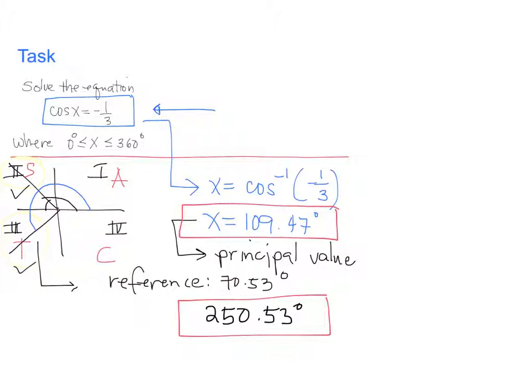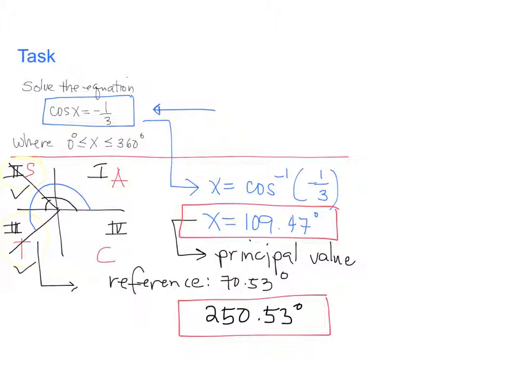But what if I will not restrict the x from 0 degrees to 360? Give me one possible answer, aside from 109.47 degrees and 250.53 degrees. Give me just one more answer, if I'm not limiting it from 0 to 360. 469.47. How did you get the 469? You add 109.47 plus 360.